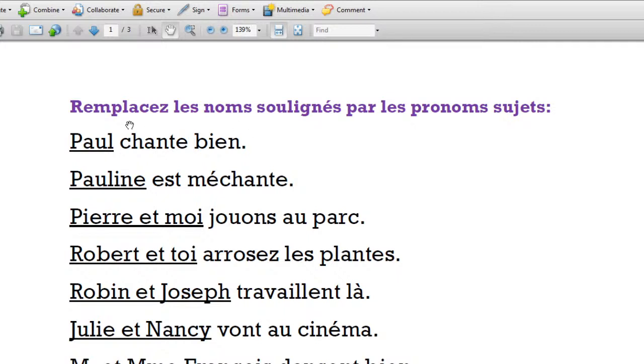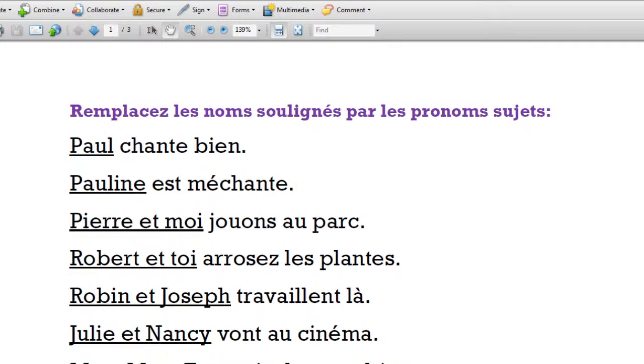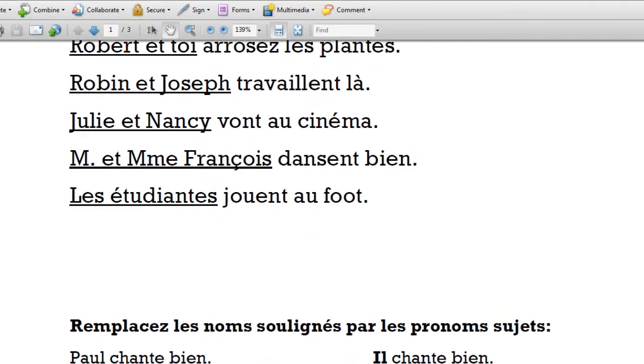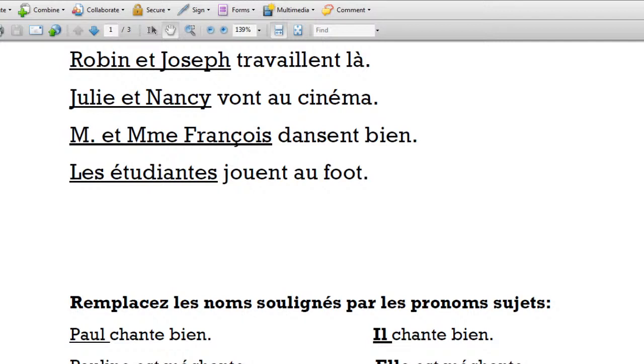Remplacer means replace the underlined nouns by the pronoun sujet, subject pronouns. Replace the underlined nouns by subject pronouns. Paul chante bien. You can see the subject proper noun is here. Instead of this subject, I am going to use another subject. What can that be? Masculine, singular. So you can see the answer. Paul chante bien. Paul is masculine, so I am replacing by il. And it plays the role of a subject. He sings. Paul sings can be replaced by he sings.